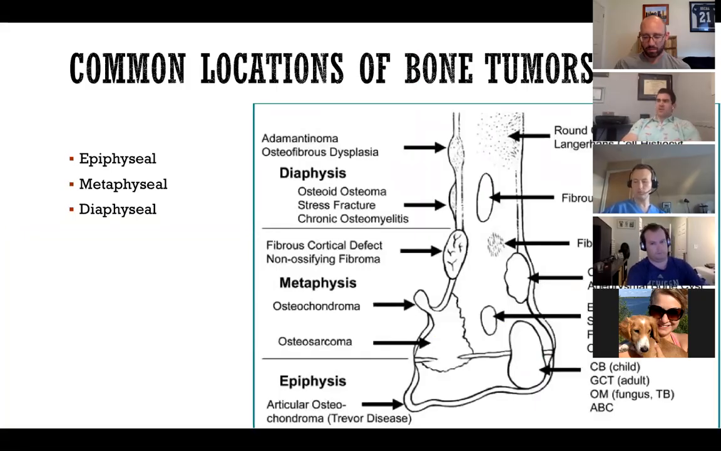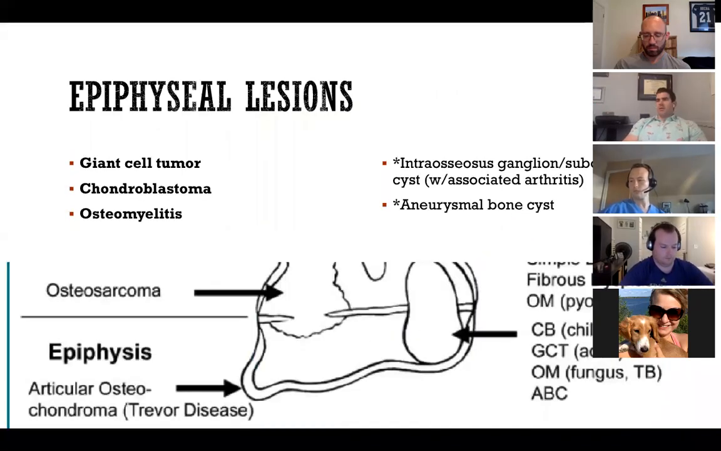Again, this is just our diagnosis list here. A lot of this is for your reference, but I want you guys to have it. Talking about epiphyseal lesions, 3 of the most common ones I thought were important to mention were giant cell tumor, chondroblastoma, osteomyelitis. Now, giant cell tumor and osteomyelitis are a little bit unique in that oftentimes they will expand across the physis. And so that's something that you see in these types of lesions.